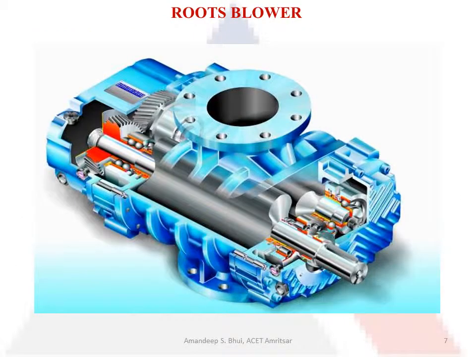Here we can see the actual image, the cut section of a roots blower. In here you can see that one of the lobed rotors has a shaft protruding outside, and this shaft gets connected to the motor that drives this lobe. At the back you can see there is a gear arrangement with which this is the driver shaft, and it drives the other lobe shaft also.